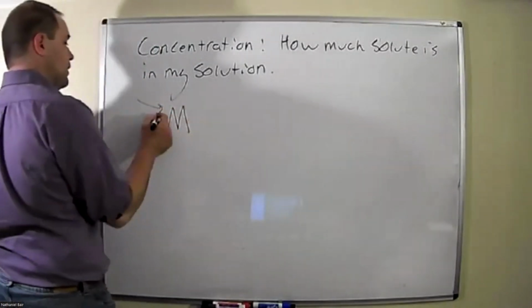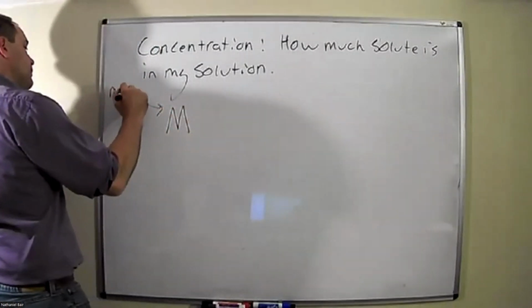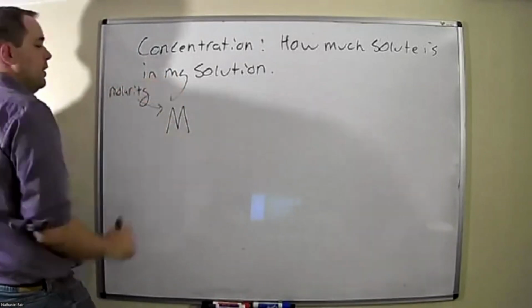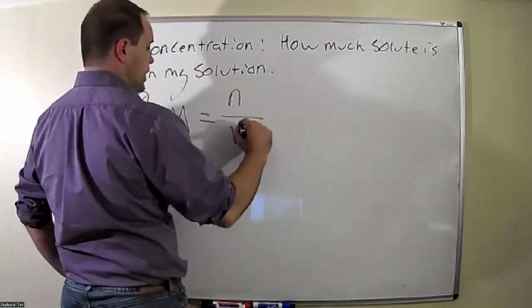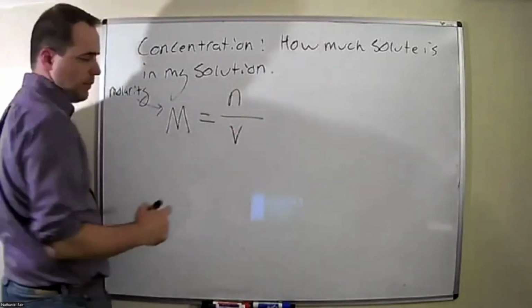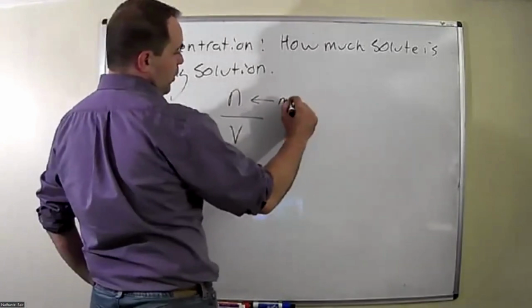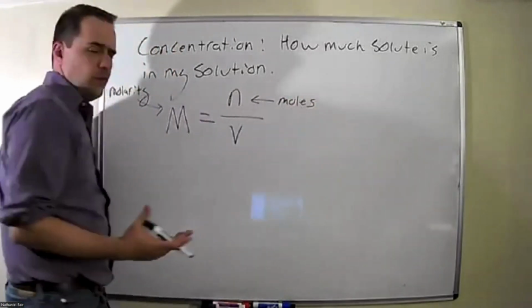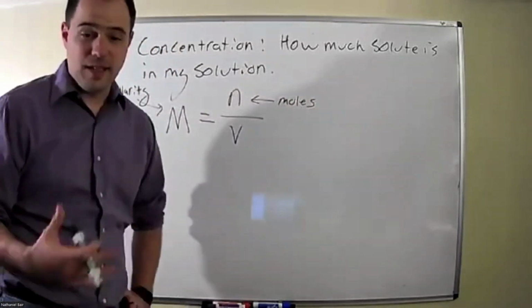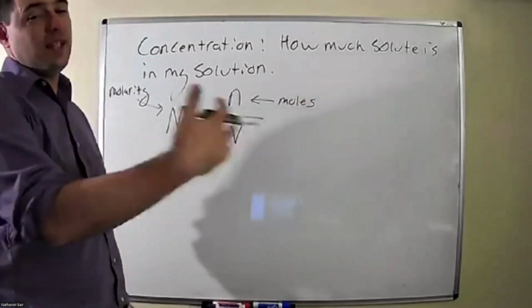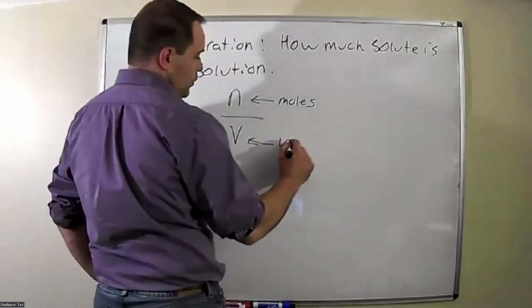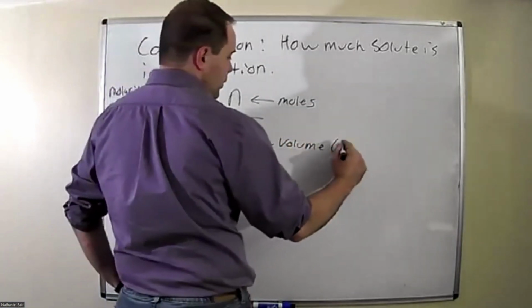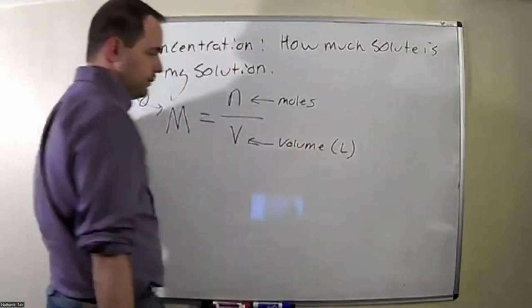Molarity is abbreviated with a capital M. And it is the moles of a substance divided by the volume in liters. So n stands for moles. You say, wait a minute, why didn't they use an M? M is taken, that's mass. So they pick the next letter, n, for moles. And then V is volume. And that volume has to be in liters.